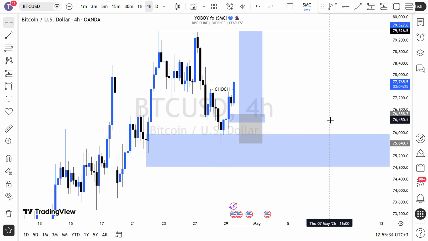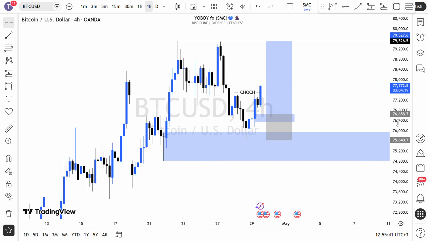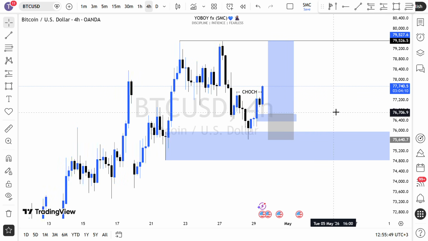That is my setup, and also we have this fair value gap, this gap here in the 4-hour time frame. So make sure you look for your buys inside this fair value gap here, and then you target this external liquidity. So that is my view on BTC USD.